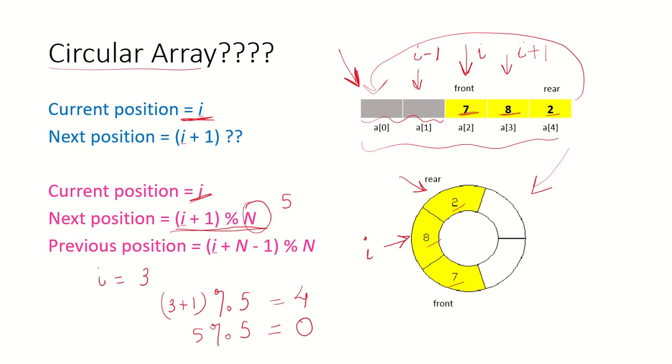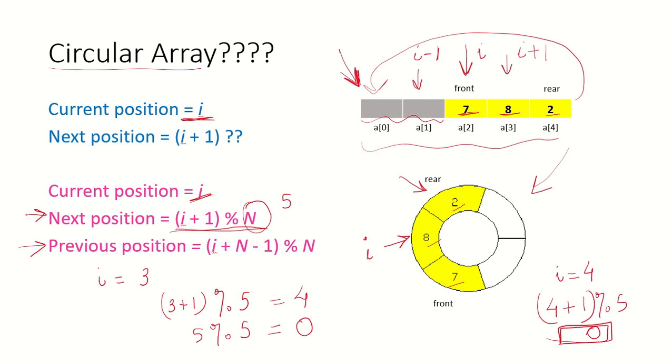So once the queue is full, which would happen at I equal to 4, at I equal to 4 we are going to have (4 plus 1) modulus 5, which would be 5 modulus 5, which will be 0. So the next position would be 0, and we would be able to put our element in the next position. How is the previous position defined in a circular array?